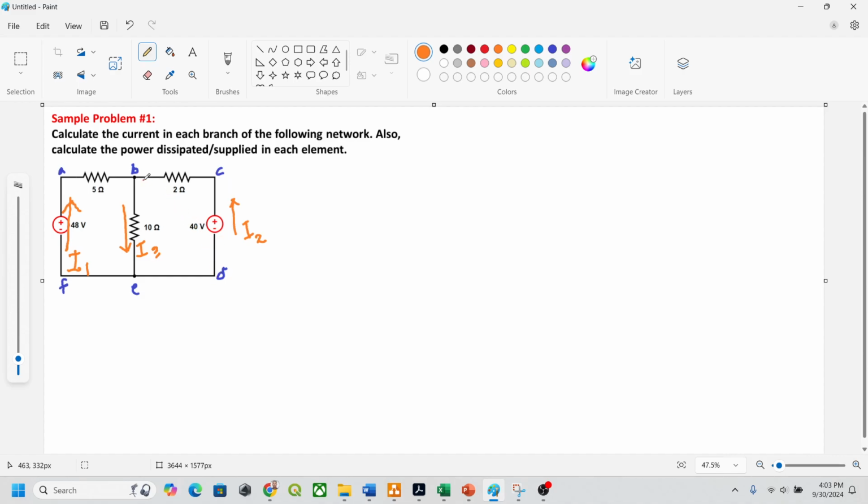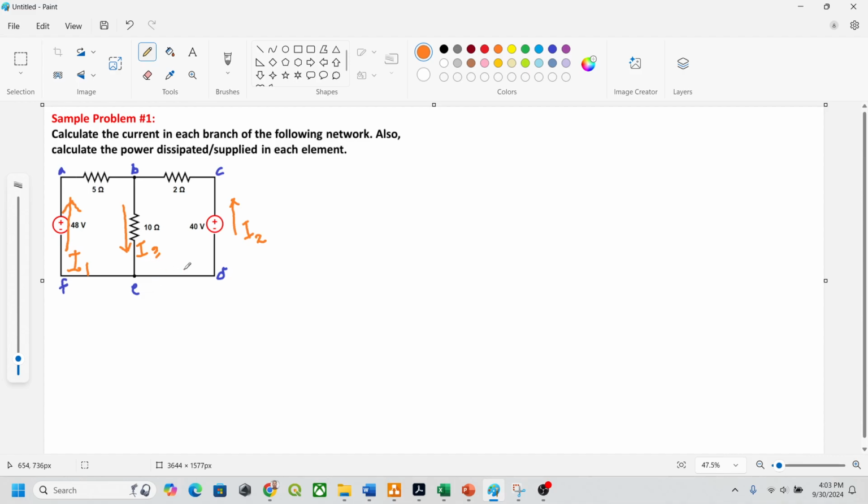But we only have two nodes with three or more branches which are connected. So that's node B and node C. If you examine node B, we have three branches connected here. Basically, your I1, I2, and I3 are connected here, and your node E as well. We have your I1, I2, and I3 connected.